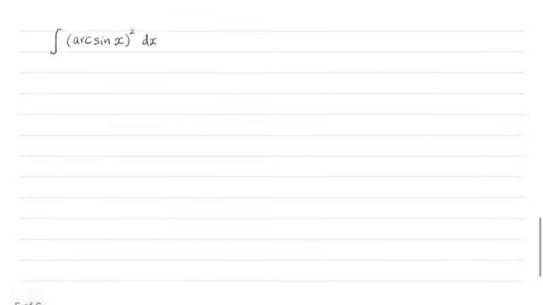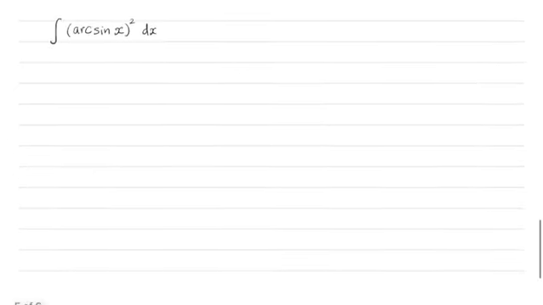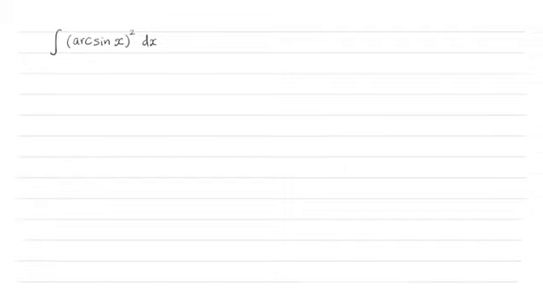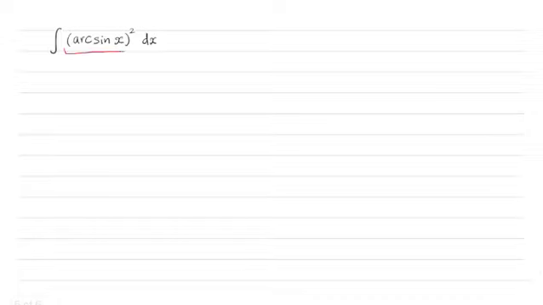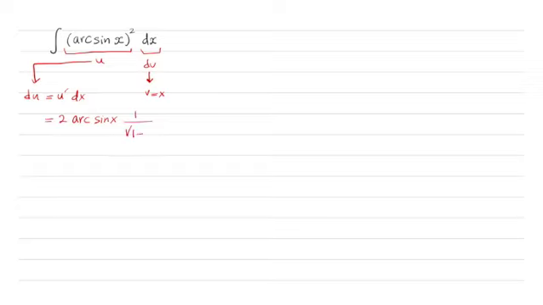Let's move to the first integral that we had in mind, the integral of arc sine of x squared. Again here, we take u to be arc sine of x squared and dv to be dx. So v is just x. Now what is du? Well, du is u prime dx, which is the derivative of u, 2 arc sine of x times the derivative of arc sine of x, which is 1 over the square root of 1 minus x squared.